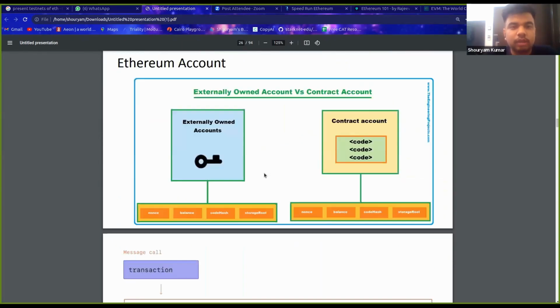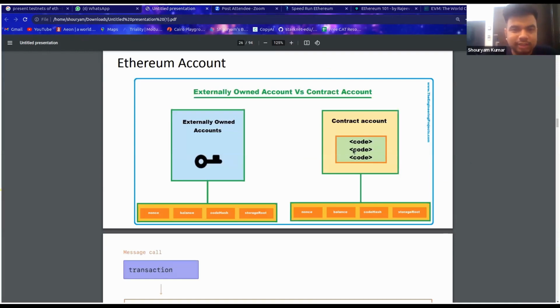So EVM has two types of account. We just established the wallet through MetaMask. First is externally owned accounts, and the second are contract accounts. Contract accounts are basically nothing but contracts deployed on the Ethereum blockchain, which hold your funds.